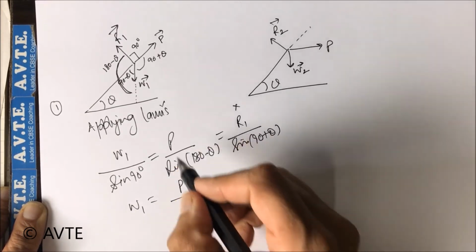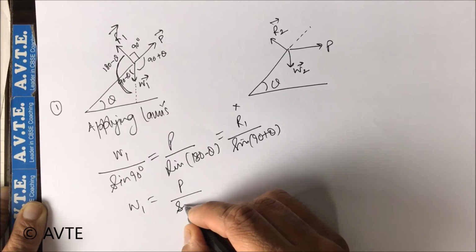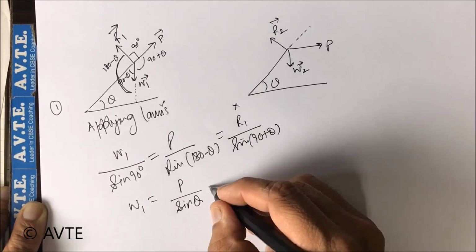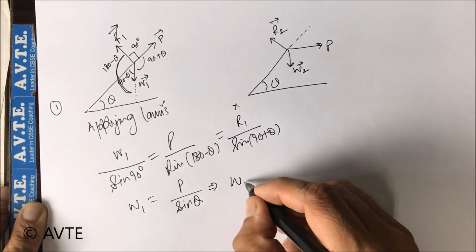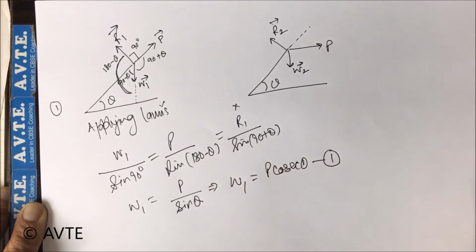W1 is equal to P upon sine 180 minus theta, which is sine theta. So W1 is equal to P cosecant theta. This is equation number 1.